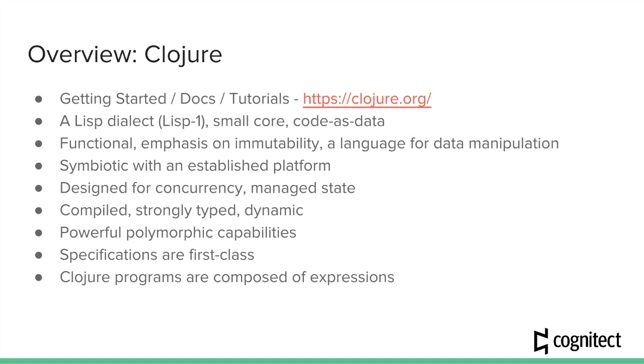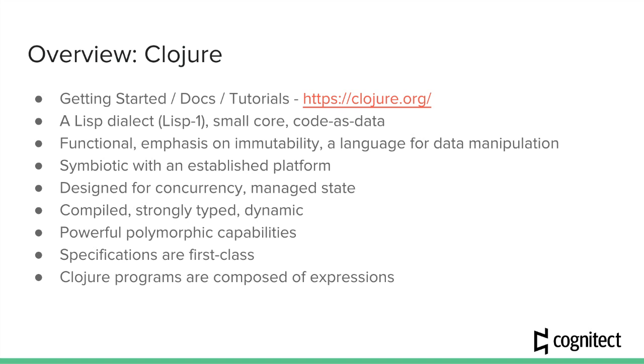It's a compiled, strongly typed but dynamic language with very powerful polymorphic capabilities. We'll dive into those in the middle of the talk. Specifications are first class within Clojure, which is a very interesting aspect for a programming language, and actually a relatively new feature for Clojure itself. And Clojure programs are composed of expressions, and expressions always return something. That's a very quick overview, but hidden in here are the 10 big ideas that I want to talk about.